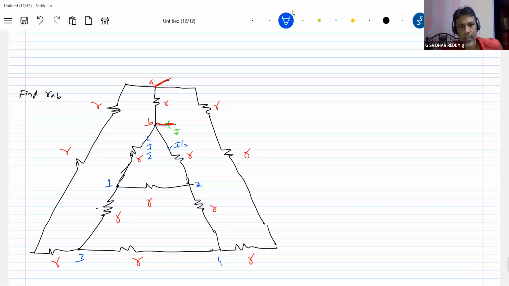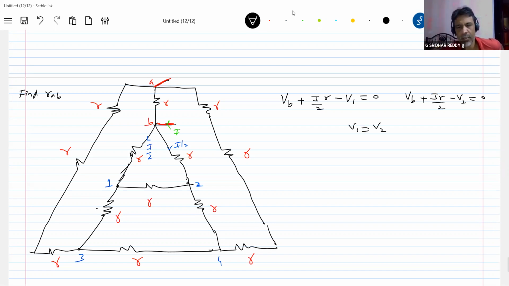Then let's write KVL: VB plus I by 2 R minus V1 equals 0. Similarly, VB plus I by 2 R minus V2 equals 0. From these two equations, I get V1 equal to V2. So on what basis are you dividing equal current in both branches? The requirement is that they must have the same branch resistance and junctions 1 and 2 should be similar. Then only can you divide equal current in these two.